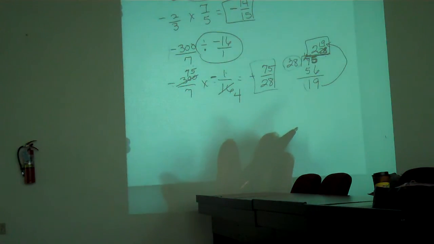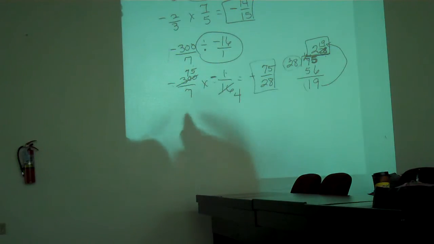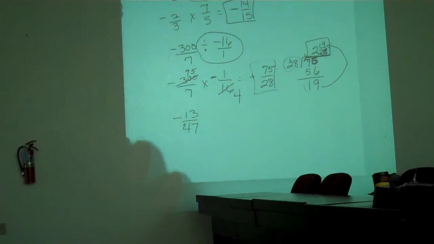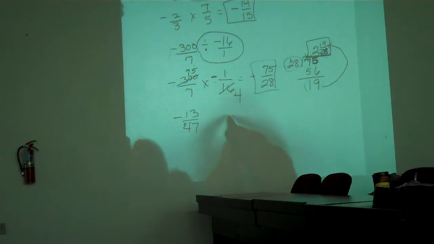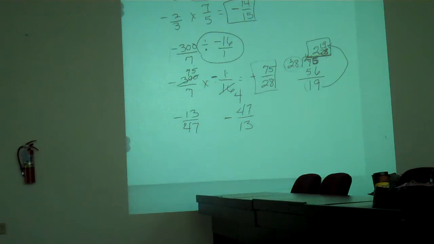Okay, what's the reciprocal of this number? 47 over negative 13. Okay, just leave the negative in front and flip it over.